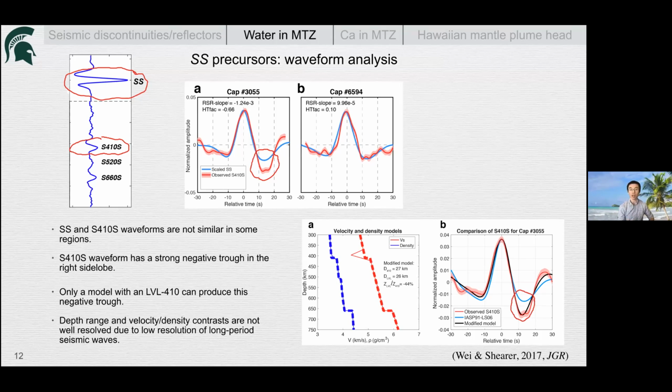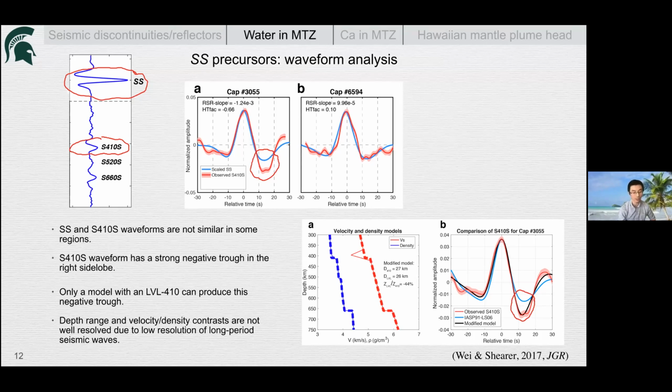But I have to say there are a lot of trade-offs, so I cannot tell you exactly the thickness of this low velocity layer or the velocity contrast, because there's a strong trade-off. If you're interested, I can show you after this talk. But at least what we are confident is that as long as we can see this trough, that means there must be a low velocity layer above the 410 discontinuity.